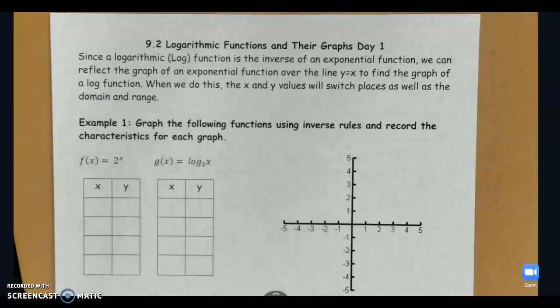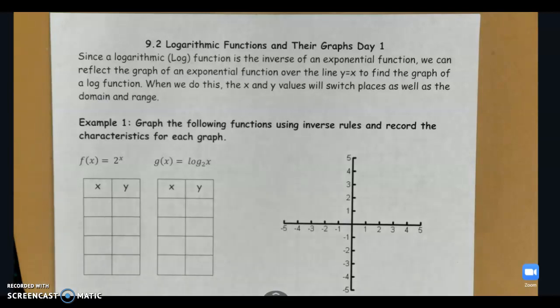Hello, today we are starting our notes over our last parent function we're going to cover this year, which is our log functions. A log function is an inverse of an exponential function. So we can graph this by reflecting our exponential function over the line y equals x, or in other words, we are switching our x and y values.